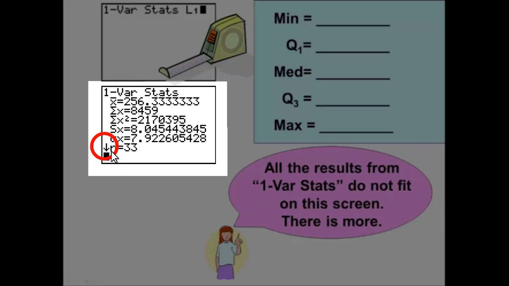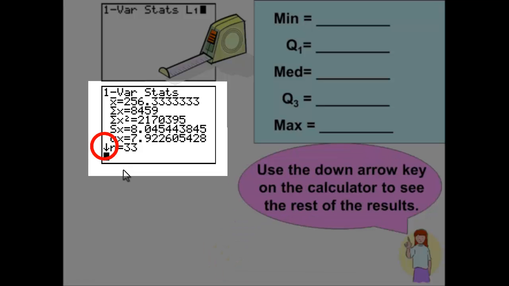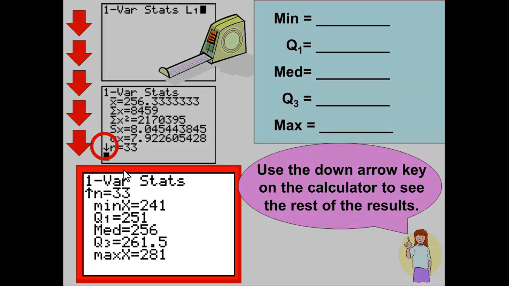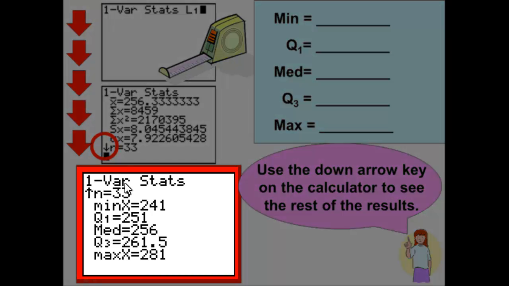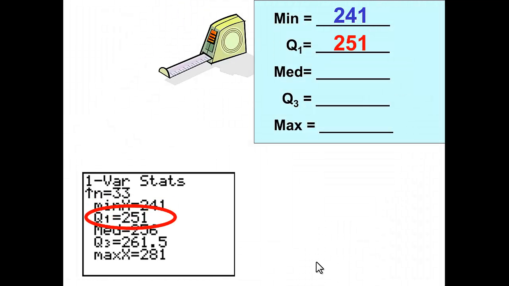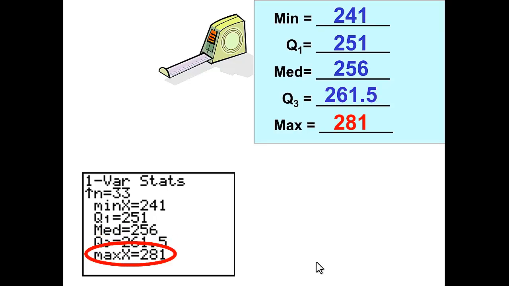The down arrow will show us that there is more data to be had because it doesn't fit onto one screen, and we'll use the down arrow on the calculator to see the rest of the results. At the very bottom, the last 5 numbers are the 5-number summary. We will fill in our minimum, our first quartile, our median, our third quartile, and our max. Now let's do that on a calculator.